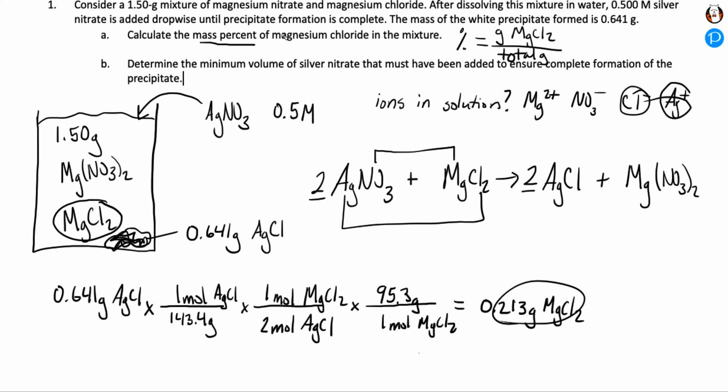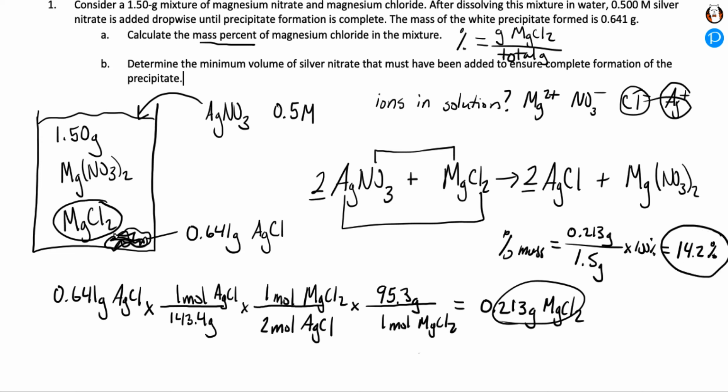And now I can figure out the mass percent. The percent mass is going to be that 0.213 grams divided by the total, which is 1.5 grams. Then we multiply that by 100% to make it a percentage. And if we do that, it works out to be 14.2%.